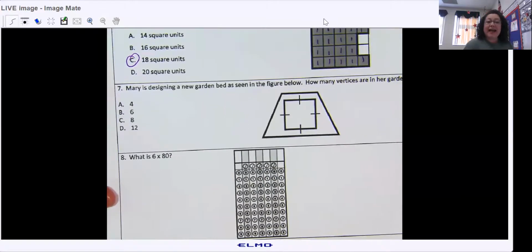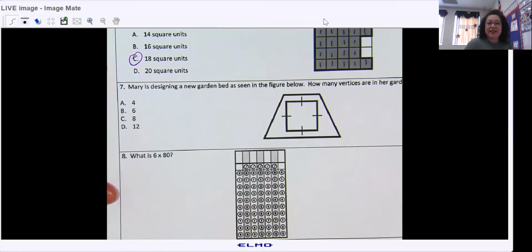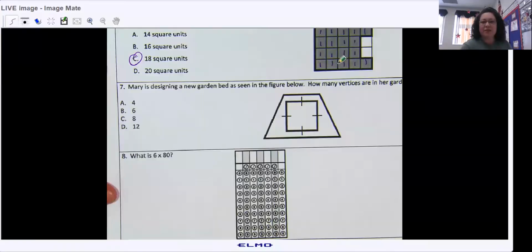Okay, Mary is designing a new garden bed as seen in the figure below. How many vertices? Oh, we froze up. Let me try again. Or I'll just, oh, still frozen. Just like on Monday. Gonna have to do a part 2. See you in a minute. Go ahead and try to solve it.